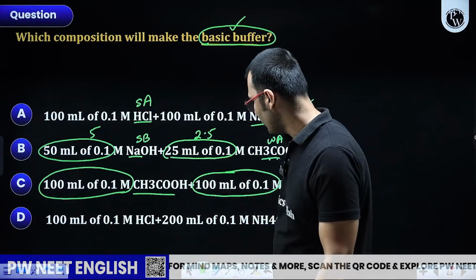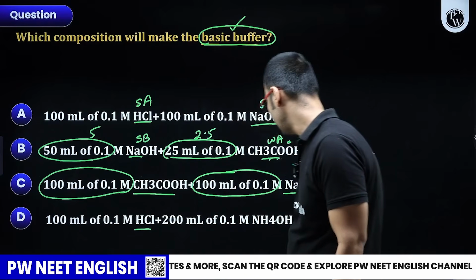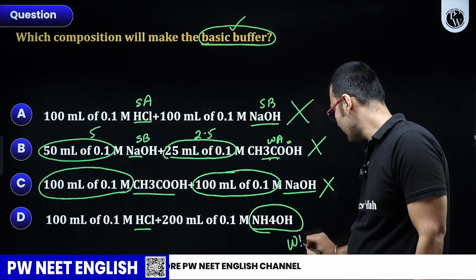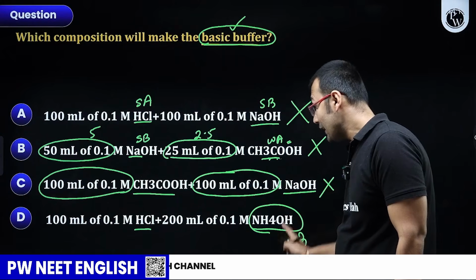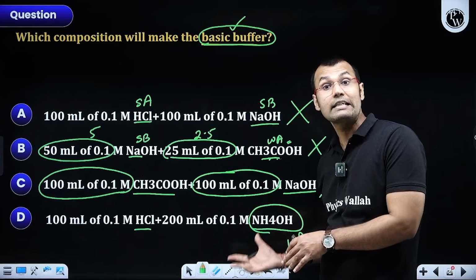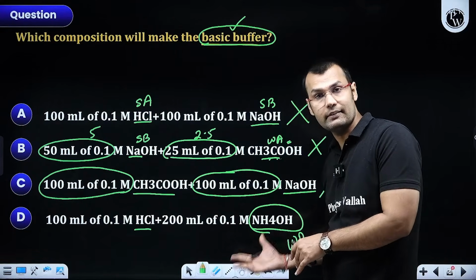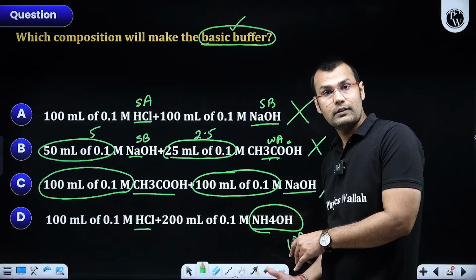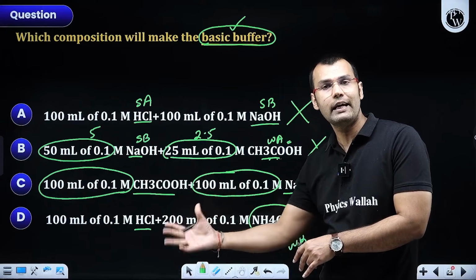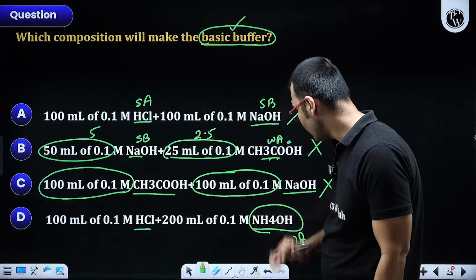In option D, if you notice, you have HCl, a strong acid, and you have NH4OH. So here you have a weak base, right? And only the presence of a weak base is not enough, it should be in excess, because when your weak base is in excess, after the reaction some base will be left and some salt will be formed, so then it will create a buffer. So you need to check the amount also, right?